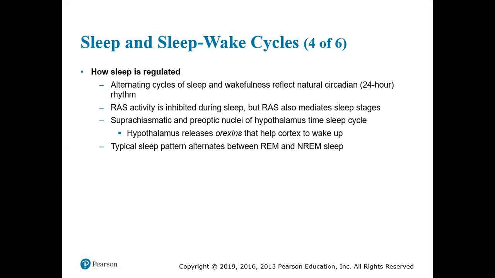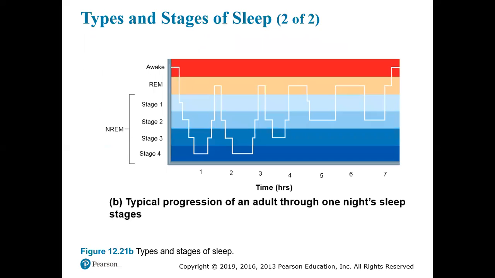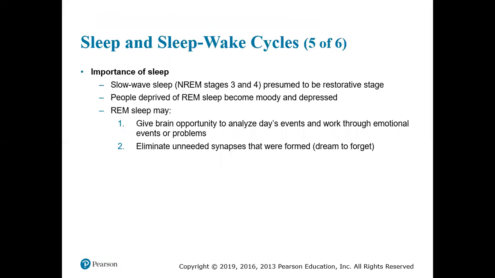The typical sleep pattern will alternate between REM and non-REM. So here is a nice graph of a typical, we could say average adult, through one's night of sleep stages. Clearly, this is not the same for everyone. We think at this point that non-REM stages 3 and 4 are the most restorative, and that people that are deprived of REM become moody and depressed.